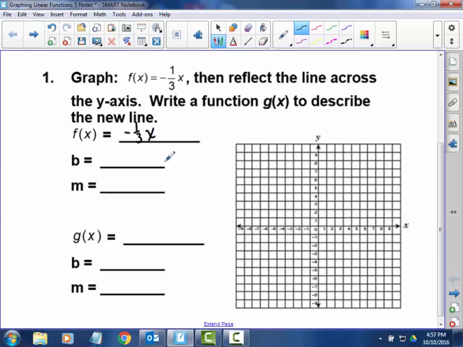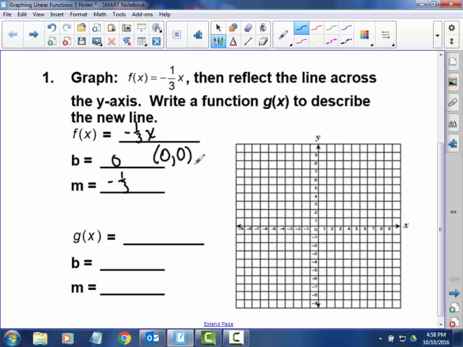Okay, our b value, remember, because we're using the slope-intercept form, the b is the constant being added or subtracted. And if we look out here after the x, there's no number written. So we know that that means that the y-intercept is 0, and it is written as the coordinate 0, 0. Okay, then m is the slope, which is found as the coefficient of the x, which is here negative 1/3.